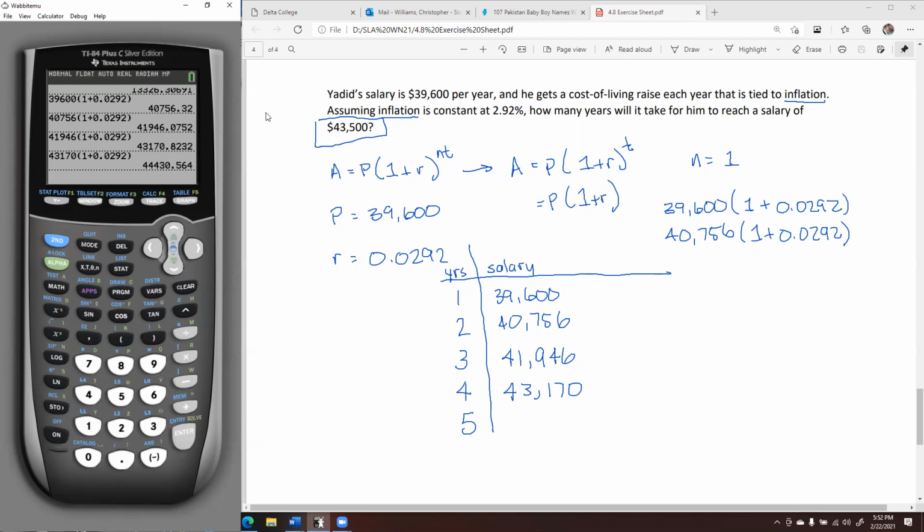And sure enough, we hit 44,430, which exceeds our target value. That's what we want. So how many years will it take for him to reach a salary of $43,500? It's going to take 5 years.